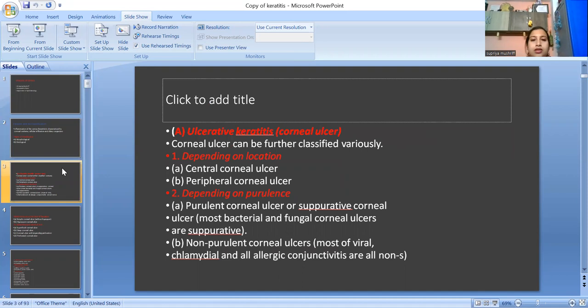Now, the ulcerative keratitis, that is corneal ulcer, can be further classified variously. Depending on the location, the corneal ulcer is divided into central and peripheral corneal ulcer. On the basis of purulence, it is divided into purulent or suppurative corneal ulcer, mostly bacterial and fungal, and non-purulent corneal ulcer, which is mostly viral and chlamydial in nature.